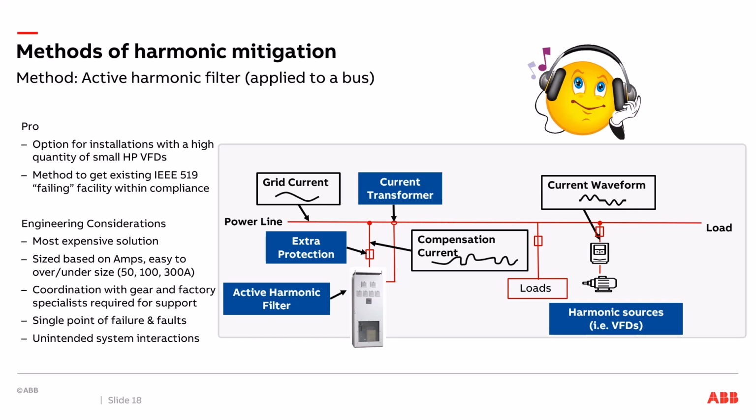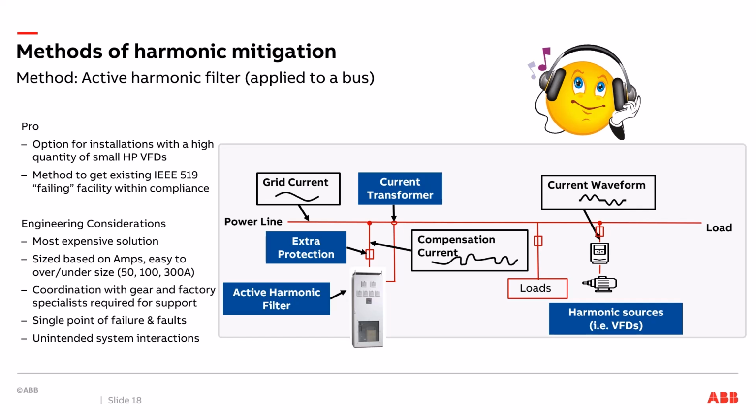It is challenging to size correctly, and often you end up having it over or undersized because you're sizing it based on modules. So there may be a 50 amp module, a 100 amp module, a 300 amp module of harmonic mitigation that it can clean up. If I need 310 amps, well that means I need a 300 amp module and a 50 amp module. So when you oversize it like that, that also adds to the expense of the solution.